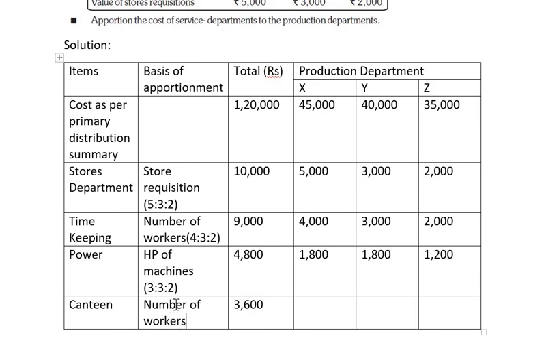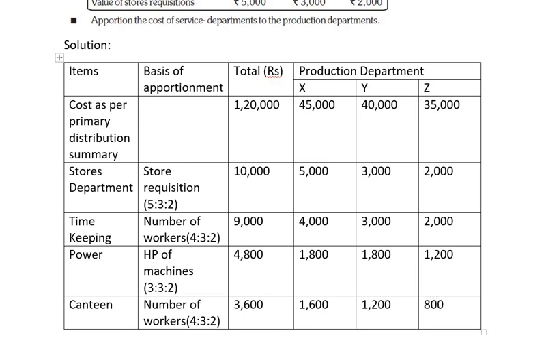The number of workers are divided in the ratio of 4:3:2. So let's divide 3,600 into 4:3:2. So first total it: 4 plus 3 is 7, 7 plus 2 is 9. So 3,600 multiplied by 4 divided by 9, it comes to be 1,600. Next will be 3,600 multiplied by 3 divided by 9, it will be 1,200. Next is 3,600 multiplied by 2 divided by 9, it will be 800.